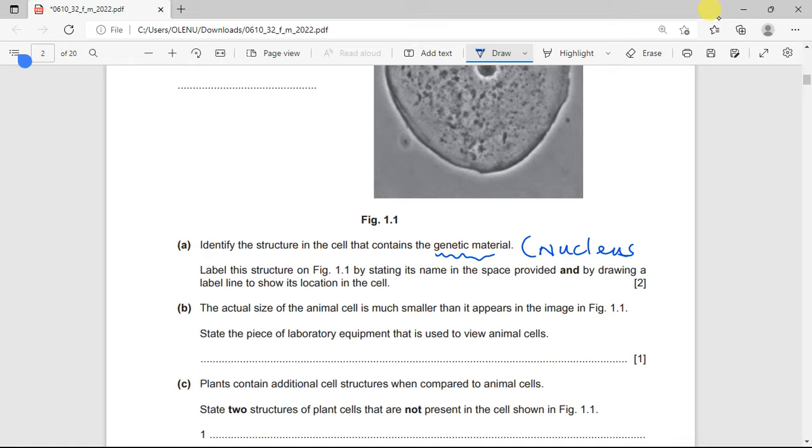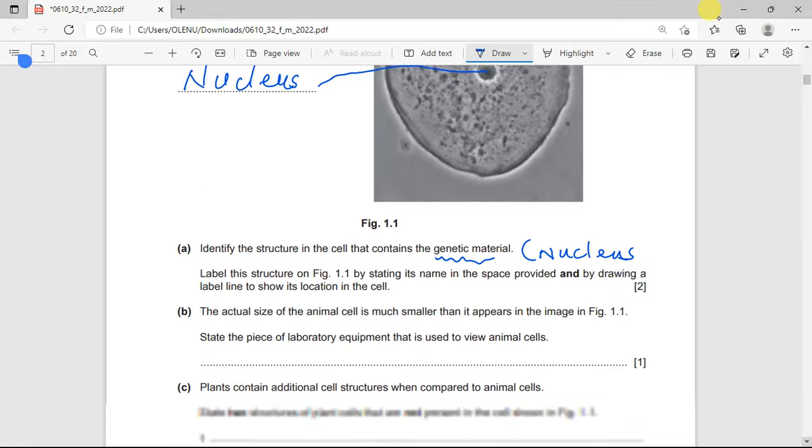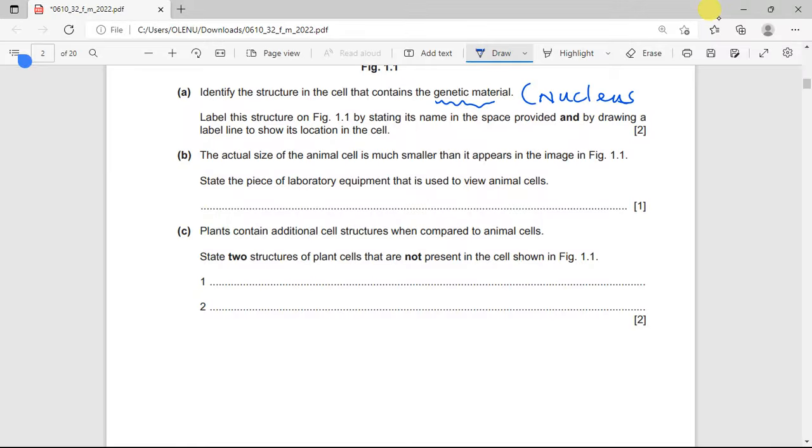Going back to this diagram, this is the cell membrane and the cytoplasm. Obviously, this is the nucleus in the middle. Then you draw a line to the space provided and write the word nucleus. That's it, 2 marks. Now, the actual size of an animal cell is much smaller than it appears in the image. Now state the piece of laboratory equipment that you can use to view animal cells. Simple, you use a light microscope.